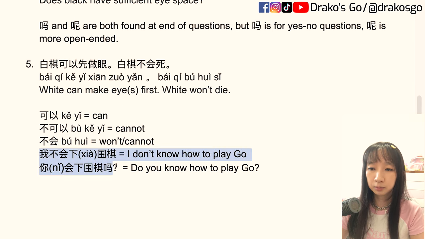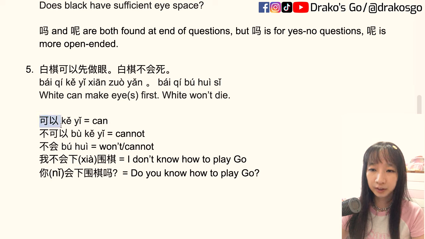So now I've added two more sentences for you here to build upon the words that I just taught you. 不会 is won't or cannot. So if I say 我, 我 is referring to myself or me. 我不会 is like I don't know. 我不会下围棋。下 is the action verb for playing go. So 下围棋 is to play go. 我不会下围棋 means I don't know how to play go. So 我 is me and you is 你 over here. 你会下围棋吗? Do you know how to play go? So we have 可以, 不可以, 不会, 我不会下围棋, 你会下围棋吗?